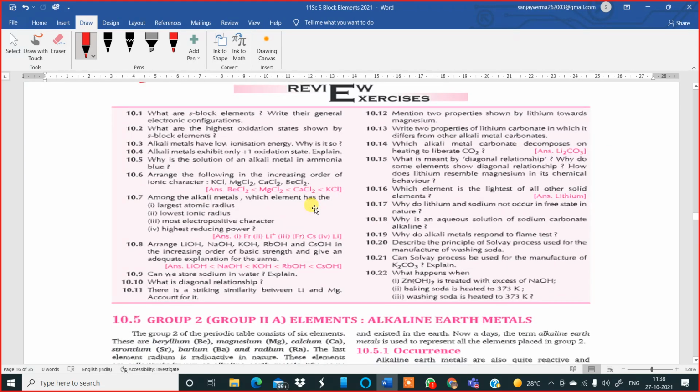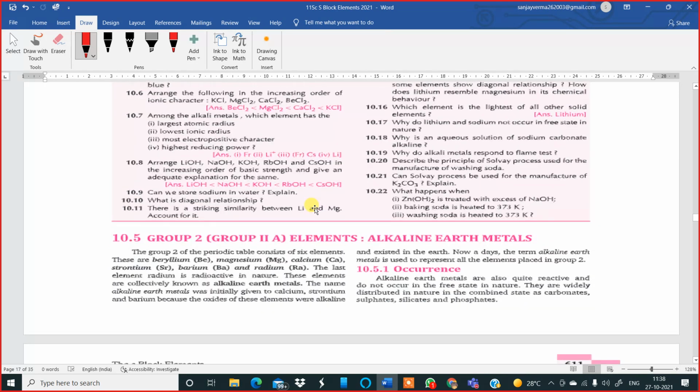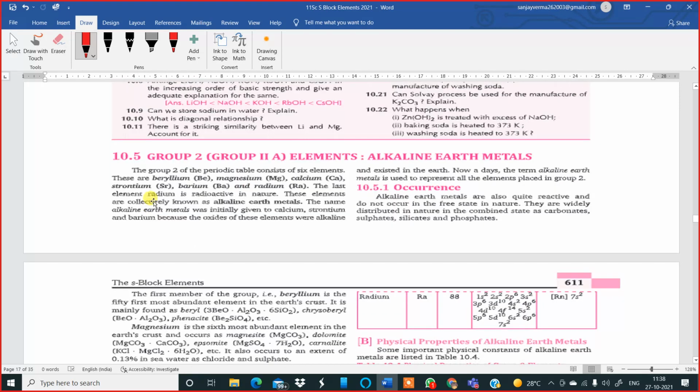Okay, now after that we move to the group 2 elements, their detailed study, which are called alkaline earth metals. The group 2 elements are beryllium, magnesium, calcium, strontium, barium, radium. The last element, radium, is radioactive in nature. These elements are collectively called alkaline earth metals. Why? Because if you react them with water, they will form basic solutions. That's why they are normally called alkaline earth metals.